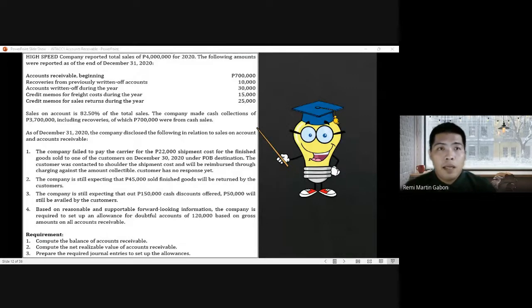It has an impact on the journal entries, on the recording. But as to effect on the T account, it may or may not be considered. Then, accounts written off during the year, we have 30,000. So, referring only to the current year, we have the written off accounts for 30,000. Credit memos for freight cost during the year, 15,000 in total. And credit memos for sales return during the year, also 25,000.